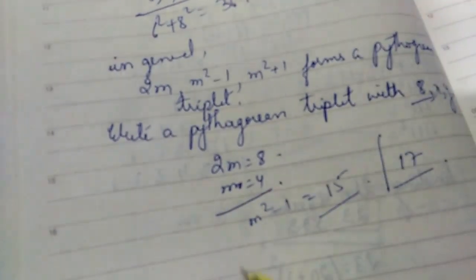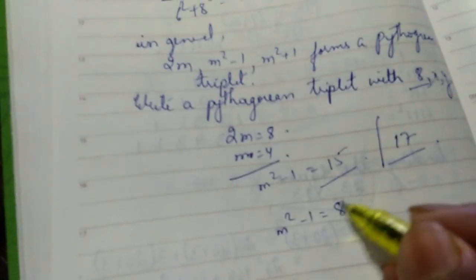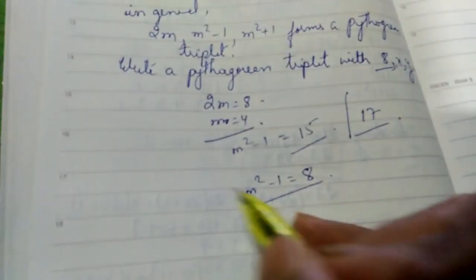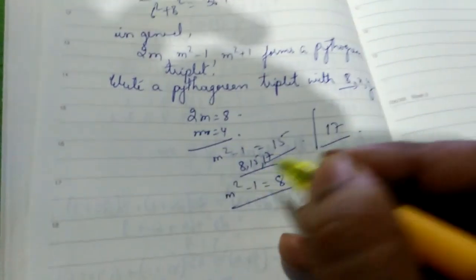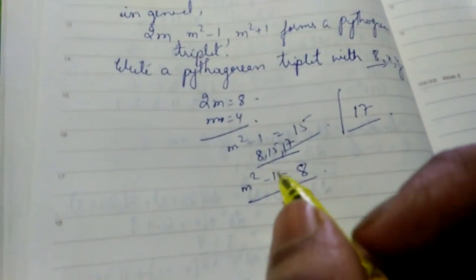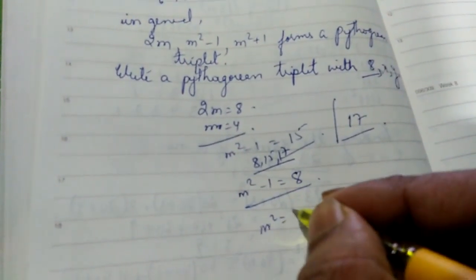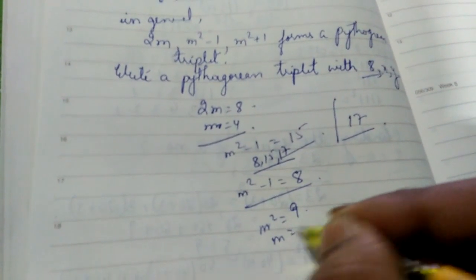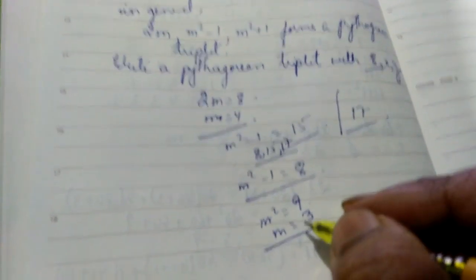Suppose by chance we had put m square minus 1 is equal to 8. In the first one we have already got the answer: 8, 15 and 17 is the Pythagorean triplet. But suppose we had put m square minus 1 is equal to 8. So m square is equal to 8 plus 1, which is 9. M is equal to, we are not considering minus 3, we will consider only plus 3 here. So m is equal to 3.